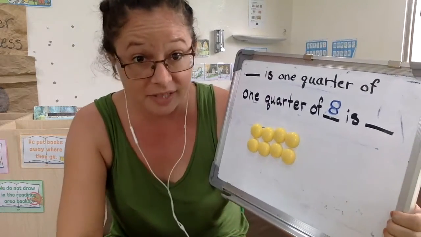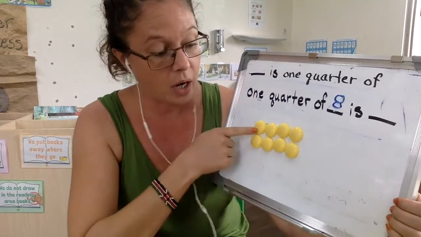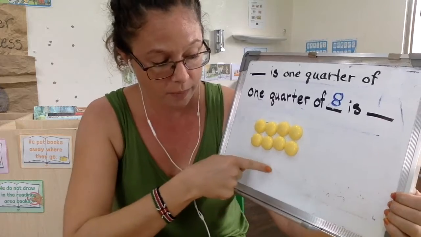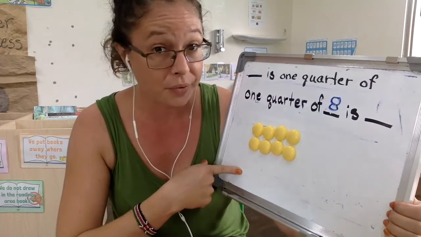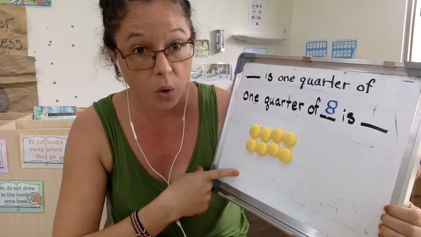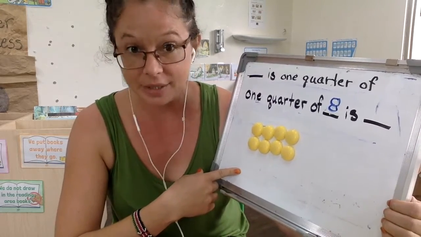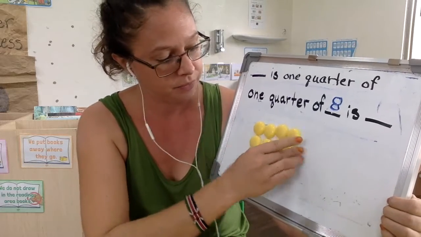Now there are a couple of different ways we could solve this. We could split our 8 into 4 equal groups because we know that quarters are equal, or we also know a quarter is a half of a half. So let's try both ways.